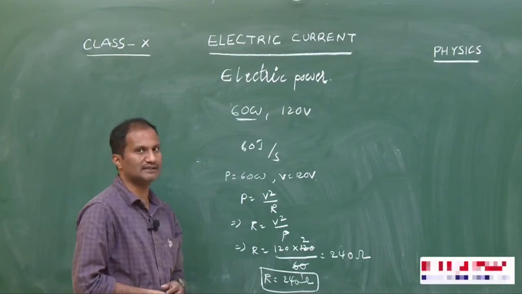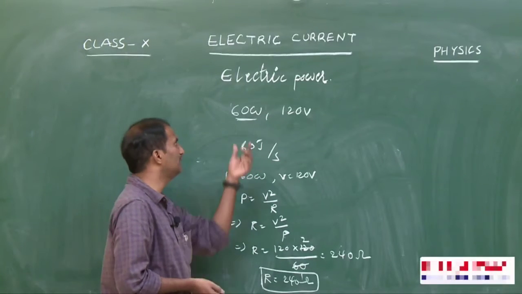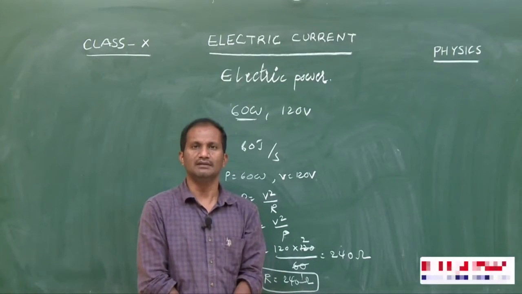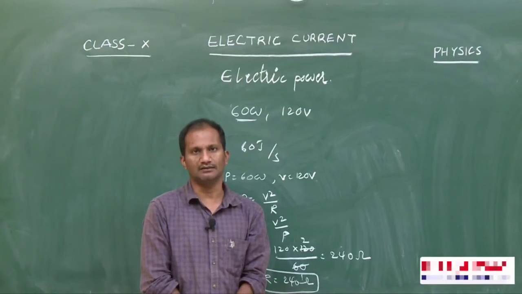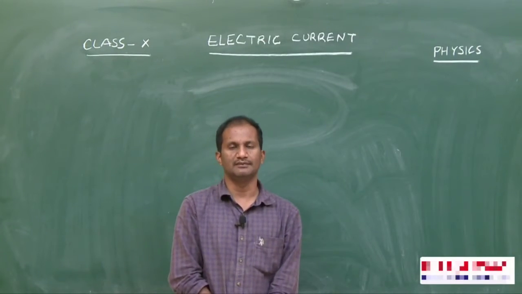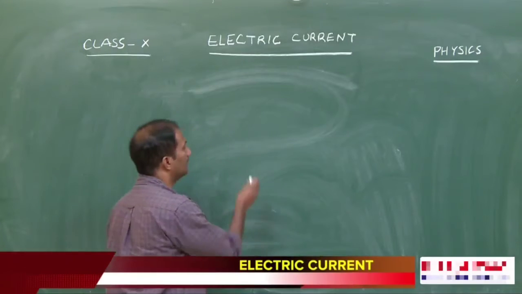So this is the usage of the given labeling, and also already we explained the meaning of this 60 watts and 120 volts. The unit of electric power is watt. Watt is the small unit of electric power. But the biggest unit of electric power is kilowatt.